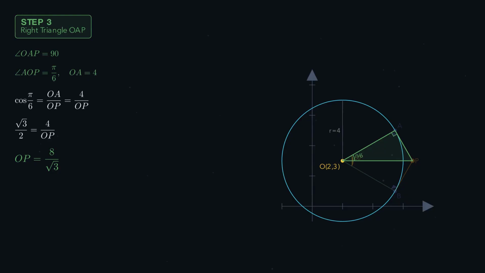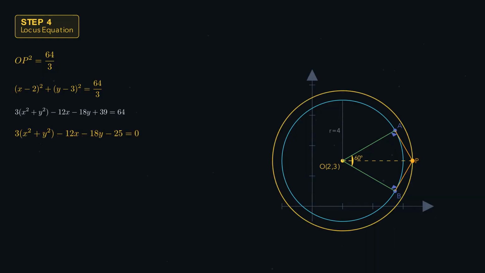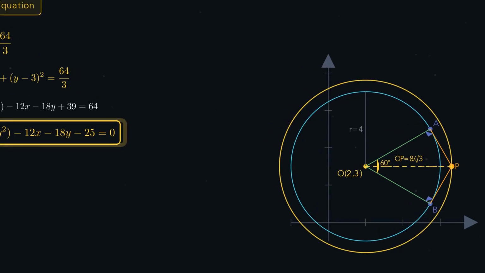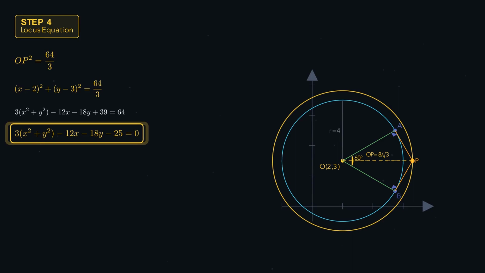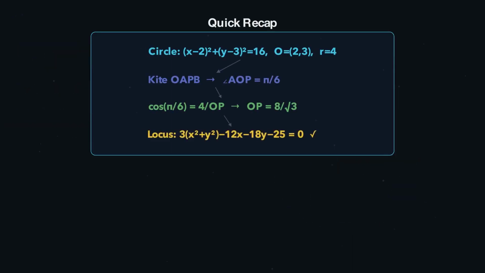Now look at the right triangle formed by the center, the contact point A, and the meeting point P. We know the angle at the center is 30 degrees, and the radius is 4. Cosine of 30 degrees equals radius over OP. That's root 3 over 2 equals 4 over OP. So OP equals 8 over root 3. Every valid meeting point is exactly this distance from the center.